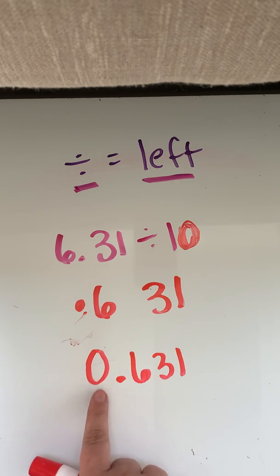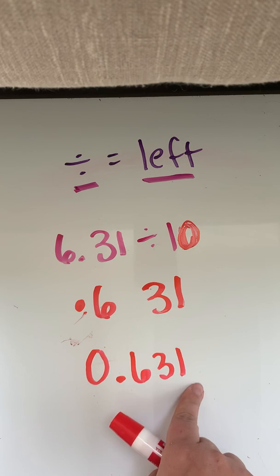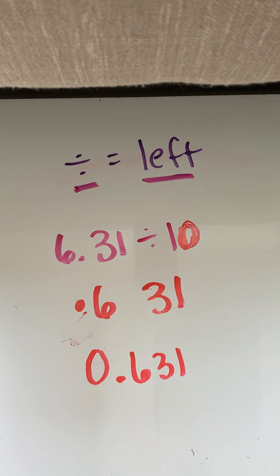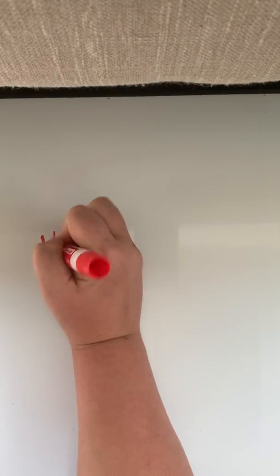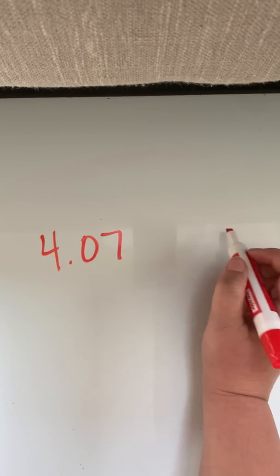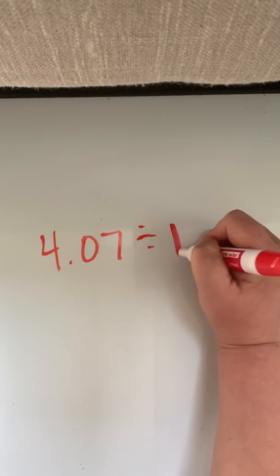So you should have gotten 0.631 or 631 thousandths. Okay, let's go ahead and take a look at number 4. Go ahead and pause your video. Awesome. So we had 4.07 or 4 and 7 hundredths, excuse me, divided by 10.